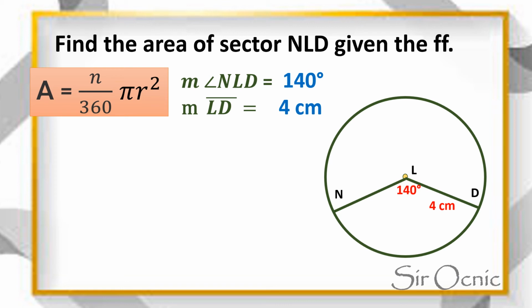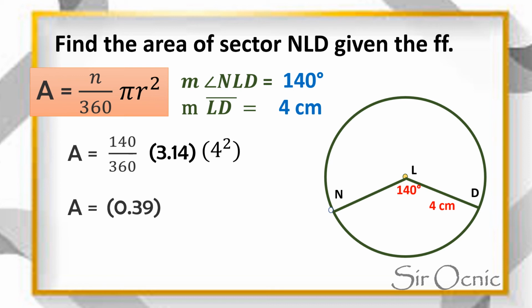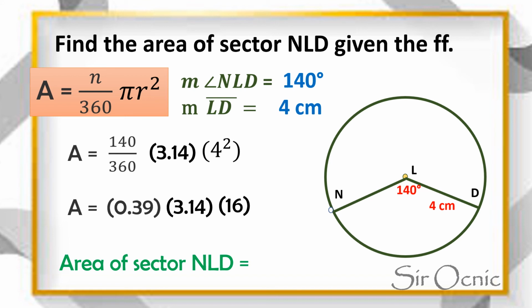Substituting these values to the formula, you will have area of the sector equals 140 all over 360 times the value of pi, which is 3.14, times the measure of the radius, which is 4 squared. 140 divided by 360 is equal to 0.39 times 3.14 times the value of 4 squared, which is equal to 16. Getting the product of these three numbers, you will get the area of the sector NLD, which is equal to 19.60 square centimeters.